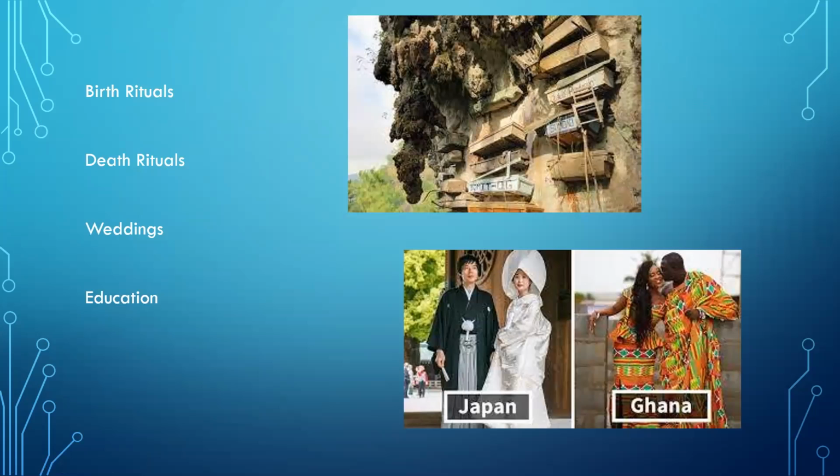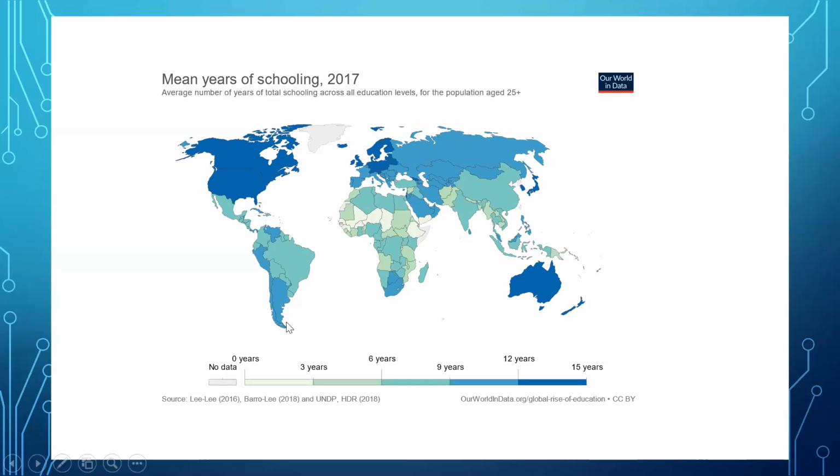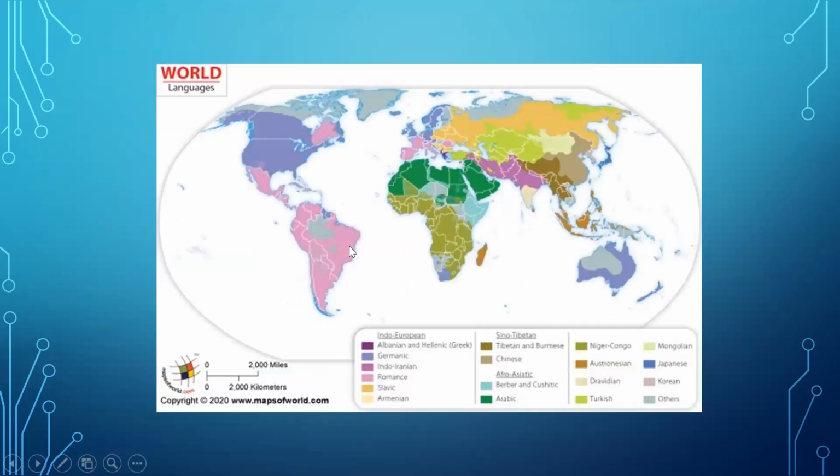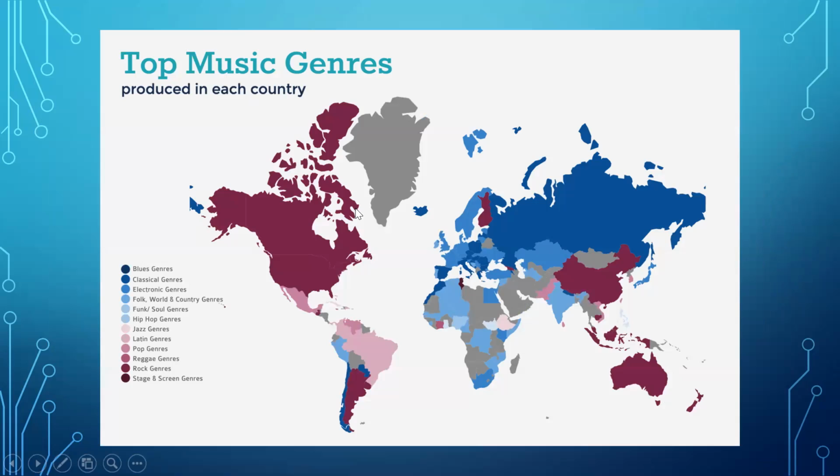Or even looking at birth rituals, death rituals. So, Tibetan funerals here, we could see that they do it a little bit differently than here in North America or the United States in particular. Weddings, the style of clothing, how weddings are done varies across places. Or education: who's getting educated and when are they getting educated? How many years people are getting educated across different countries and different societies. Knowing the languages that people speak across the world and how that defines their culture, or even what kind of music they like.